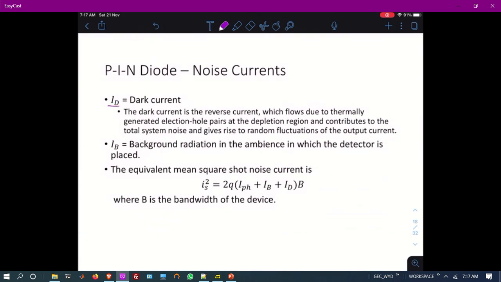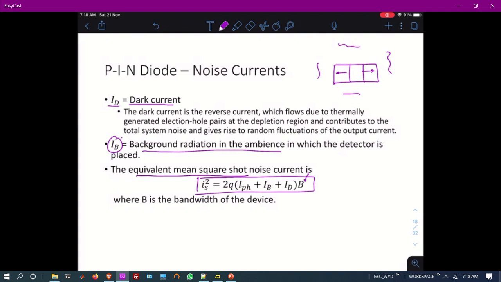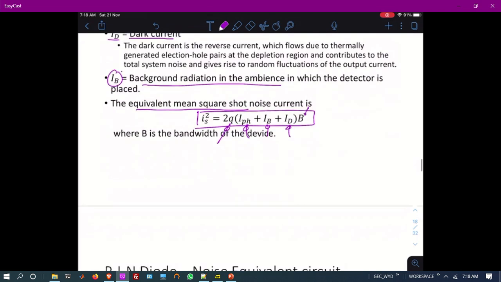Now apart from this dark current, which we have stated earlier, there can be a current because of the background light. Whenever you have this photodiode, it might not be kept in a completely light free region. There will be some kind of light in and around, and this will constitute some kind of current, which is given as IB. So the equivalent mean square shot noise is given by this expression, where B is the bandwidth, IPH is the photocurrent, Q is the charge, IB and ID are the ambient current and the dark current. So this is the effective mean square shot noise current.